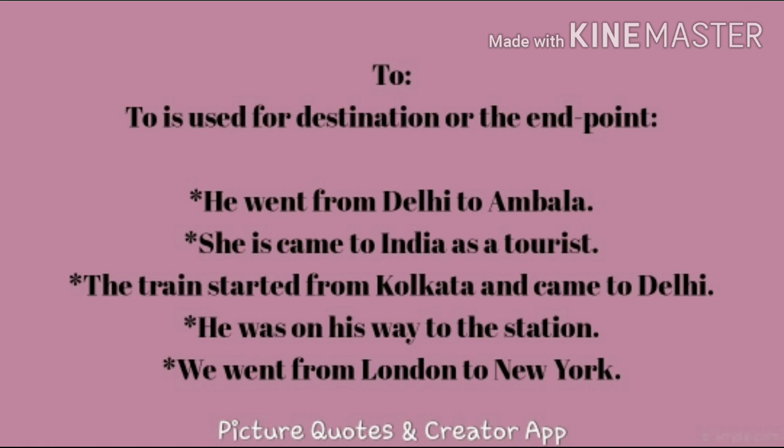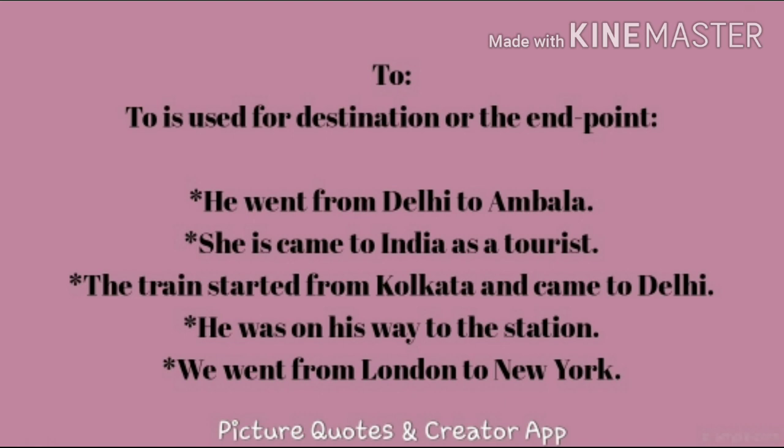The next preposition is to. To is used for a destination or the end point. To indicate a destination, it is used before the destination. Let's see a few examples. He went from Delhi to Ambala. Here the place Ambala is the destination or the end point. That's why to is used in front of that.